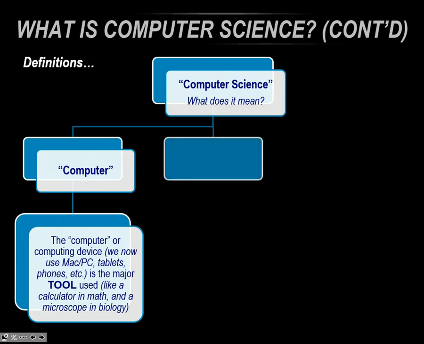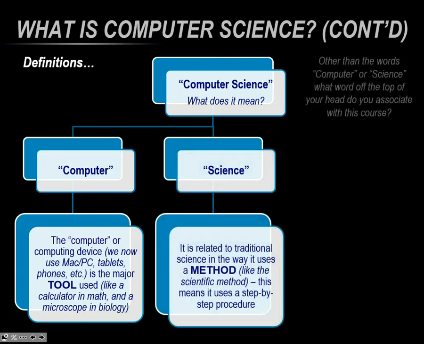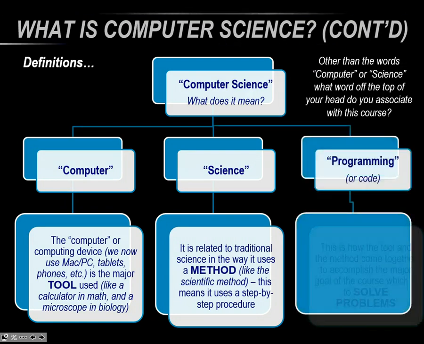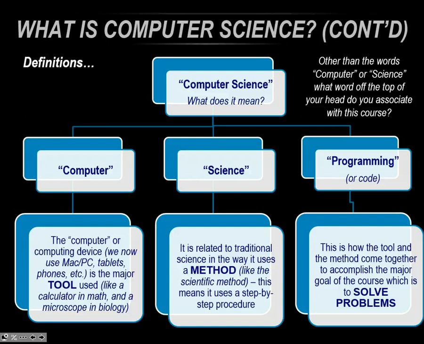Now, what about science? Well, as I said, science is knowledge, but it's also really a method. We've heard of the scientific method before. It's a traditional way that means step by step working its way through something. So if we put those things together, the tool used and the method incorporated, computer science generally means coding or programming. This is how the tool and the method come together to accomplish the goal of solving problems, which to me is the major goal of a computer scientist, solving problems.